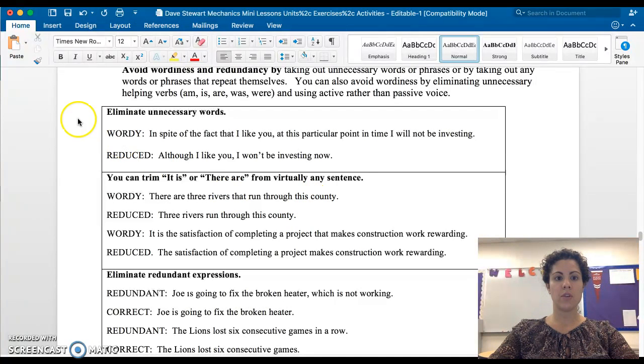First thing you want to do is eliminate unnecessary words. So here we have, in spite of the fact that I like you, at this particular point in time, I will not be investing. Too much. Instead, you would say, although I like you, I won't be investing now. Much stronger, much clearer, much more concise.